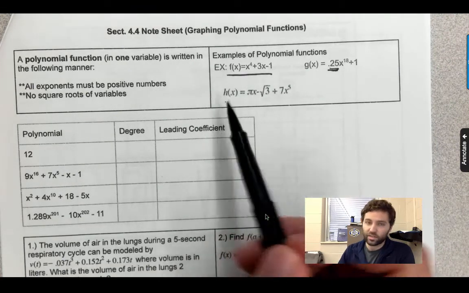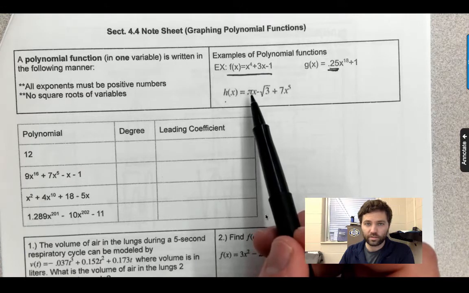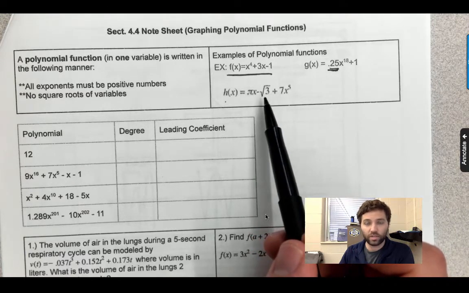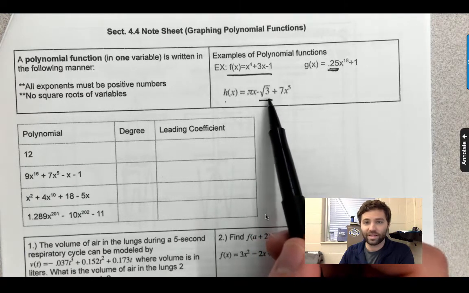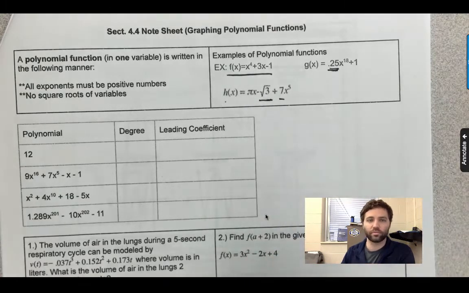And then this last one here, we have a pi. That's okay, it's a coefficient, so that's all right. It's not in the exponent. We have a square root as well, but again, it's not in the exponent of a variable, so we're good there. And 7x to the 5th, so that's also a polynomial function.